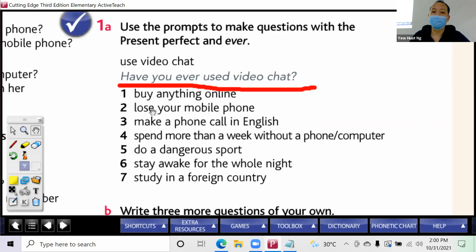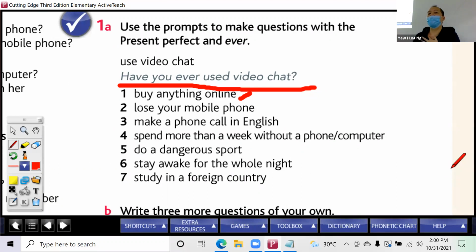So can you quickly, let's try this, change this into a question and let's have a quick discussion. Number one. Have you ever bought anything online? Yes? What did you buy? How about you, Jiahe? Yeah, so yes, you have. You buy things like so.